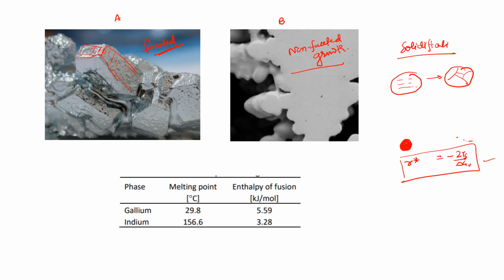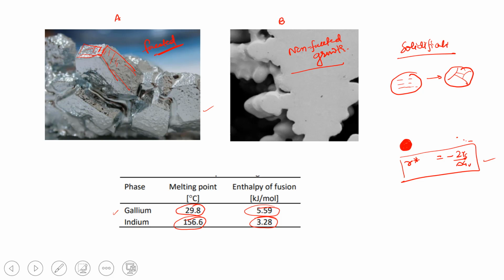Now, how does an element decide whether to grow faceted or non-faceted? That depends on the values given over here, and these are examples. One is gallium and another is indium. We know the melting point, and then we have the enthalpy of fusion. So these two values will be given.